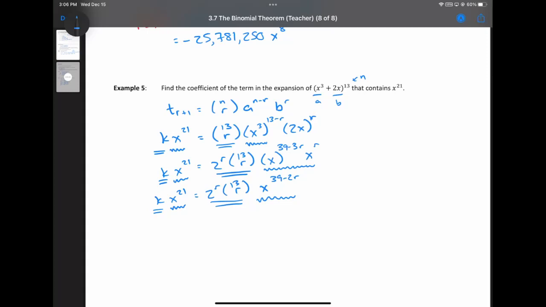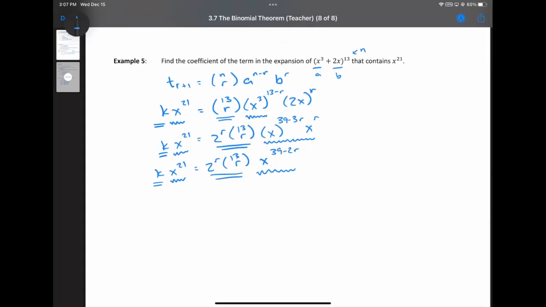So now I actually do have two equations that I can look at. I'm going to look at the squiggly part, which is x to the 21 equals x to the 39 minus 2r. And if both of those have the same exponent on them, because both sides of the equation are equal, then that means that 21 equals 39 minus 2r. 2r equals 39 minus 21, which is 18, which means r equals 9. Okay, that's nice, but it doesn't actually answer the question of what is our coefficient.